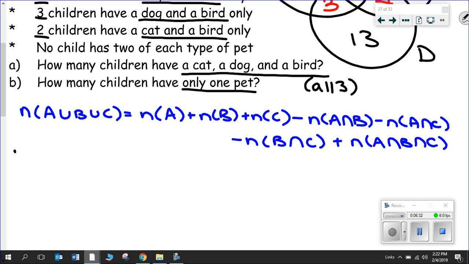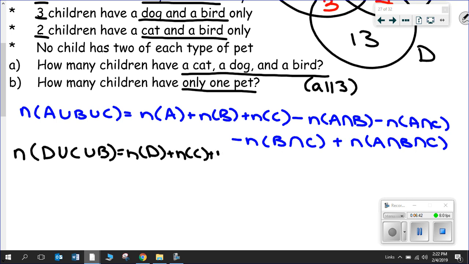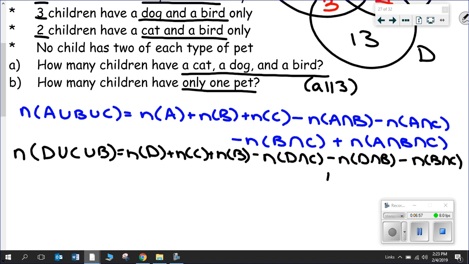Alright, so the number that have dogs, or cats, or birds equals the number that have a dog, plus the number that have a cat, plus the number that have a bird. Subtract off the number that have a dog and a cat. Subtract off the number that have a dog and a bird. Subtract off the number that have a bird and a cat. And then add back in the middle the number that have a dog and a cat and a bird.